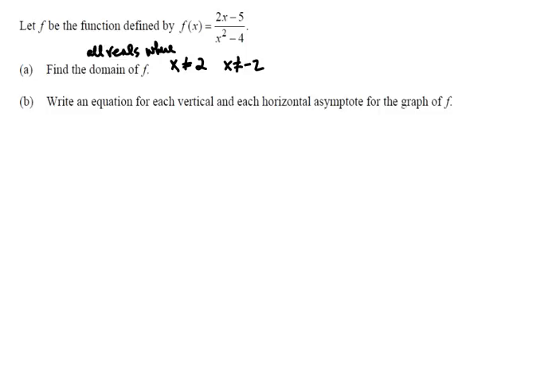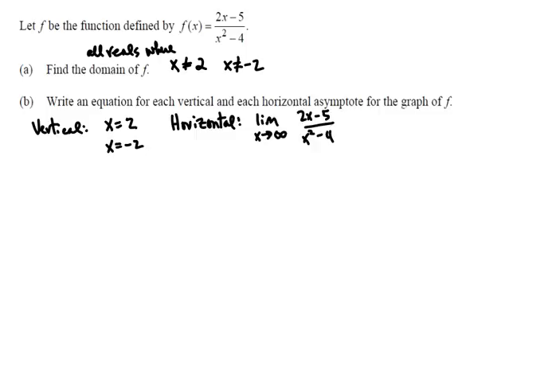That's fine like that. Write an equation for each vertical and horizontal asymptote for the graph of f. Well, we know that the vertical asymptotes are at x equals 2 and x equals negative 2. The horizontal asymptotes will be found first by taking the limit as x approaches infinity of (2x minus 5) over (x squared minus 4). And this is just because the degree of the denominator is larger than the degree of the numerator. This will simply be 0.